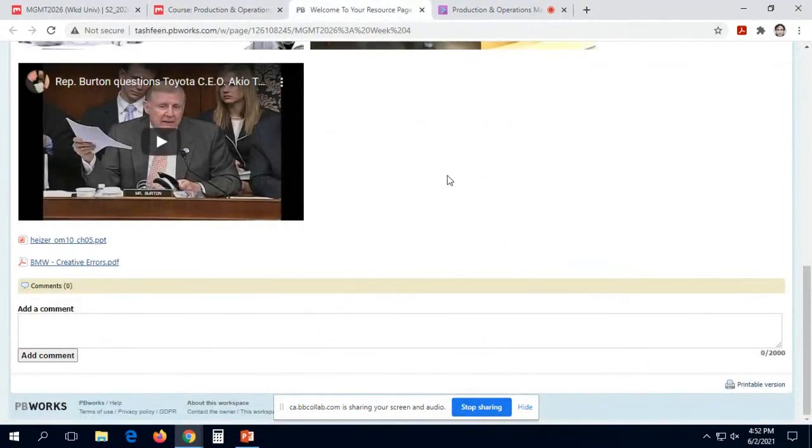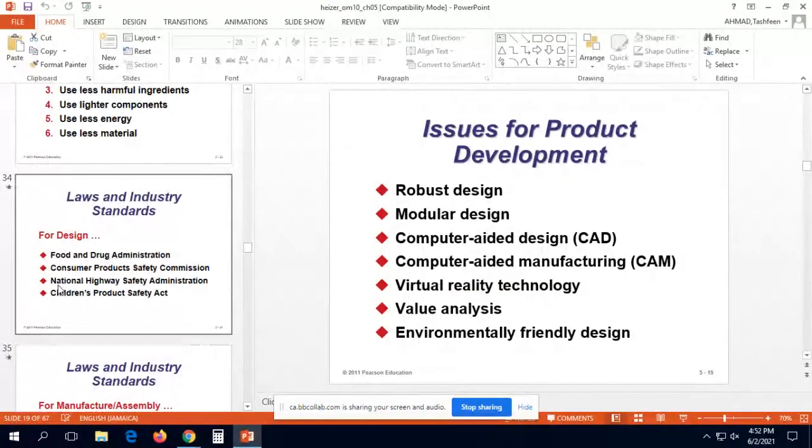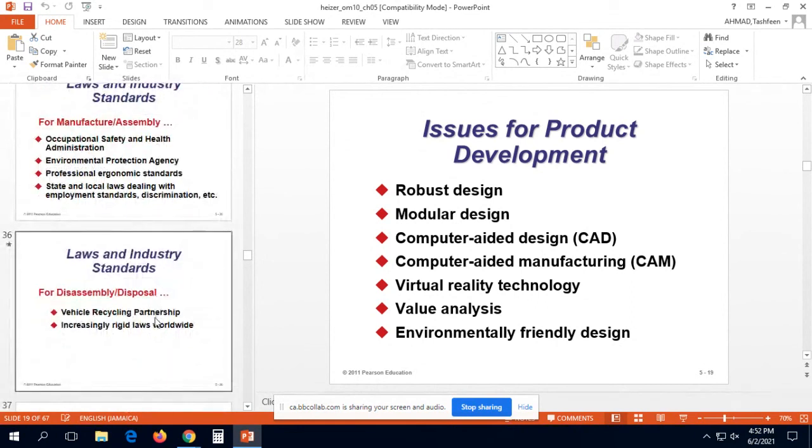So that would be a practical demonstration of some things which you will read in the slides, and whatever we have been discussing, and you will read in the book. That is very important, to link it with what is happening in the industry, in the business, in the real operations. So please do that.